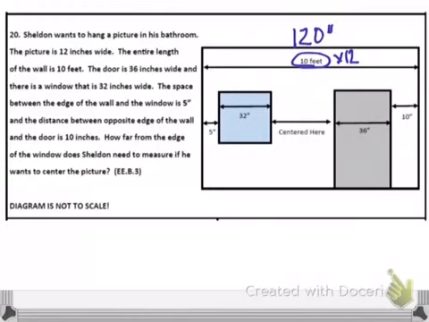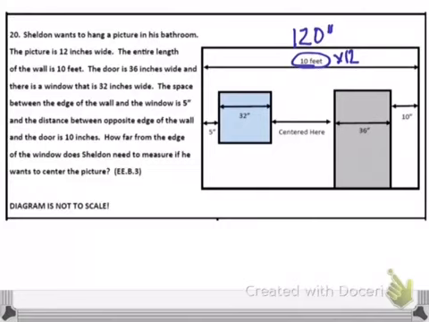It says Sheldon wants to hang a picture in his bathroom. You know, Sheldon would be very, very precise about where that picture goes. The picture is 12 inches wide. The entire length of the wall is 10 feet. The door is 36 inches wide, and there is a window that is 32 inches wide. The space between the edge of the wall and the window is 5 inches, and the distance between the opposite edge of the wall and the door is 10 inches. And if you look at the diagram, you can see all those things that were just listed there.